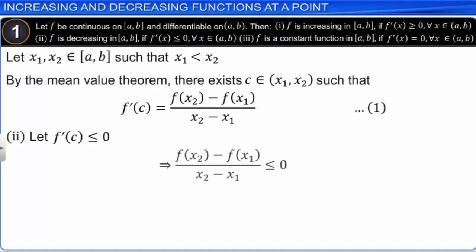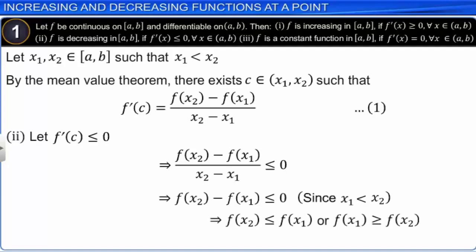This implies that the right-hand side of equation 1 is less than or equal to 0. On simplifying, we get f of x1 is greater than or equal to f of x2. Hence, we can say that the function is decreasing. Now, we will prove the last part.